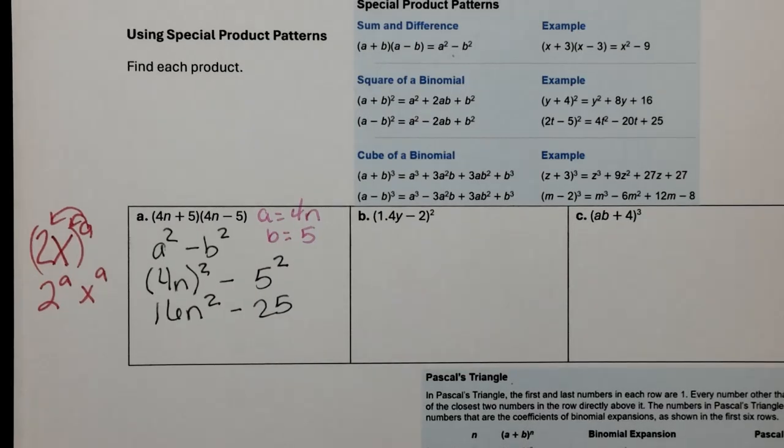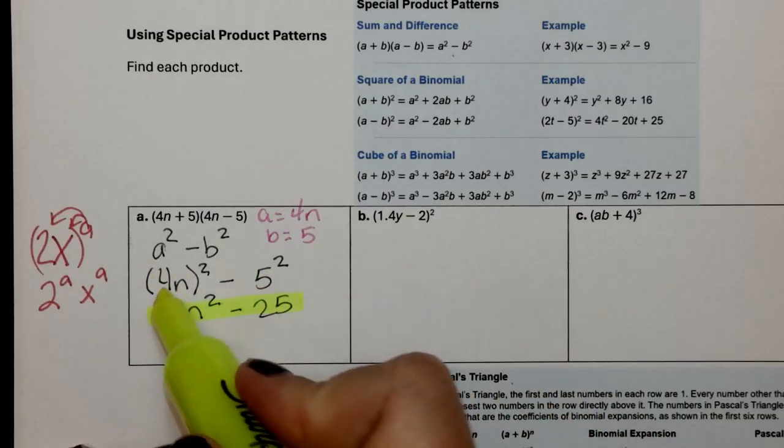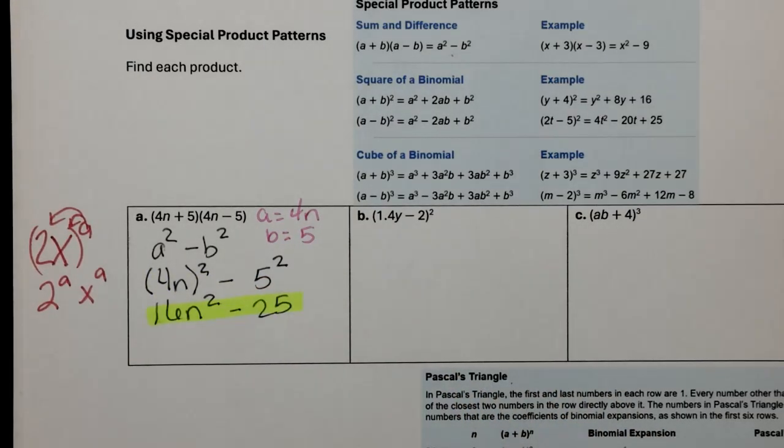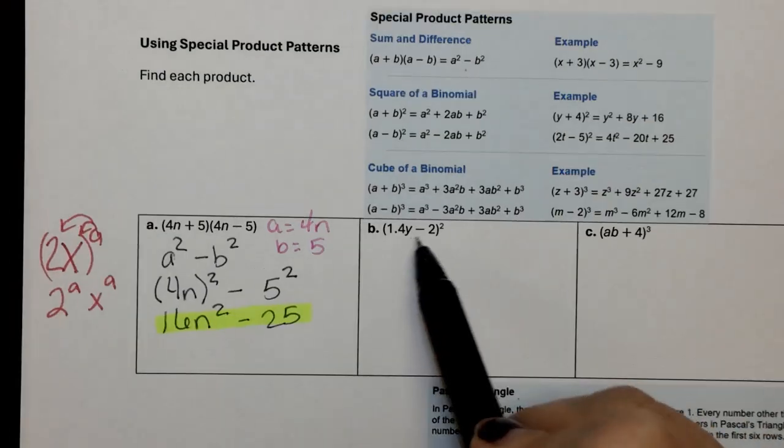All right, and that's your answer. That's all you had to do. So we're not even doing much math. The only math I did was square 4. The rest came from the pattern. All right, so let's look at this one.